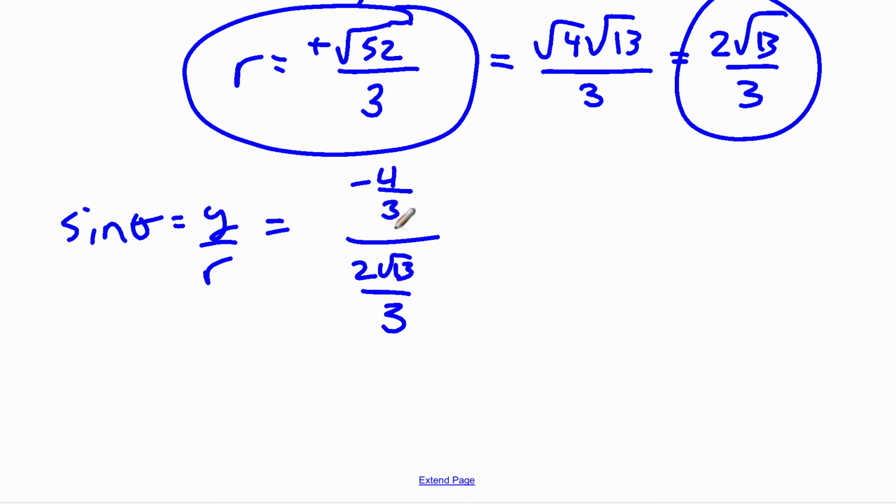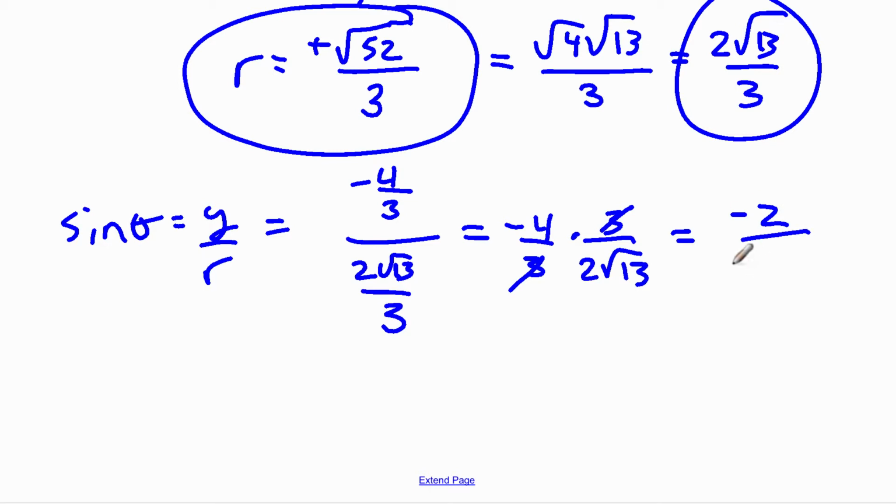Okay, this is looking a little ugly. 2 fractions. Let's do that same thing. So negative 4/3, and I'm going to multiply by the reciprocal of this. I'm just skipping a step there. So the flip of this would be 3 over 2 root 13. Oh, the 3's will cancel, and 2 goes into 4 twice. So I'll have negative 2 over root 13.